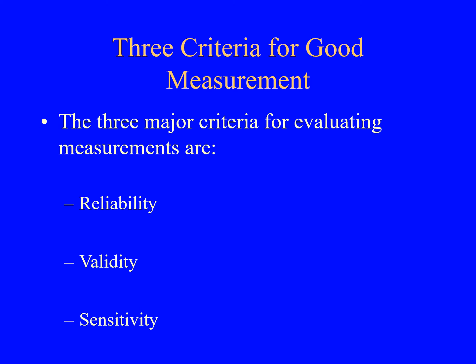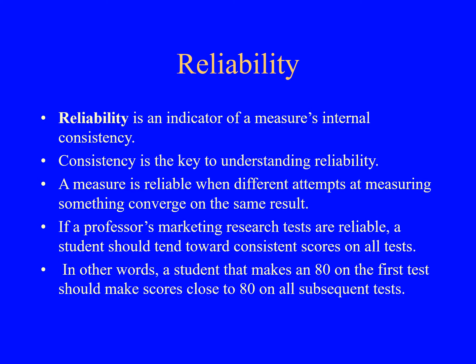Three criteria for good measurement. The three major criteria for evaluating measurements are reliability, validity, and sensitivity. Reliability. Reliability is an indicator of a measure's internal consistency. Consistency is the key to understanding reliability. A measure is reliable when different attempts at measuring something converge on the same result.